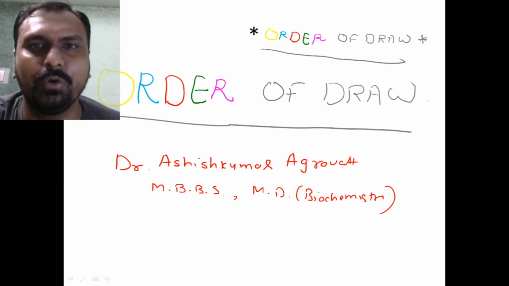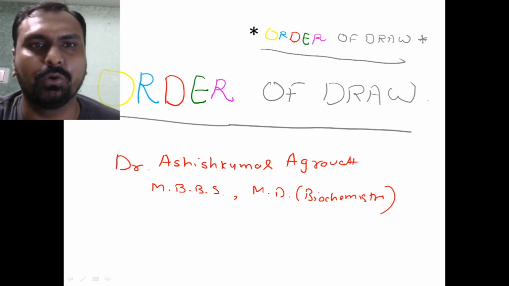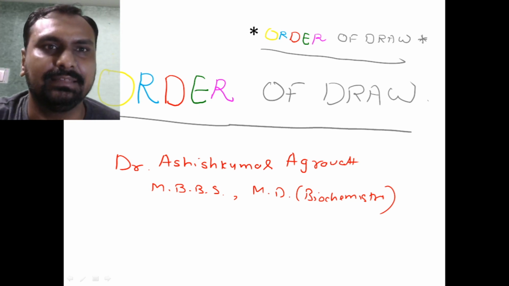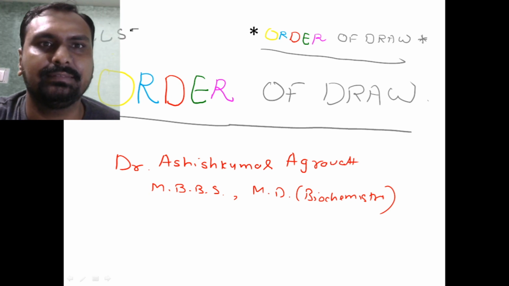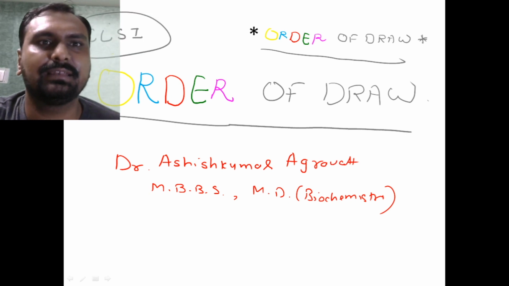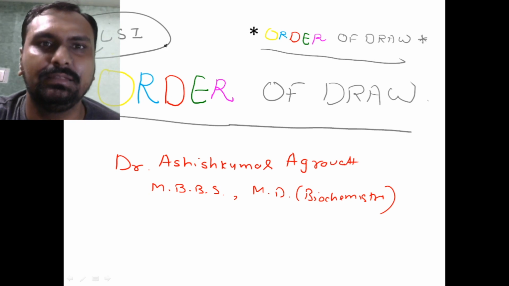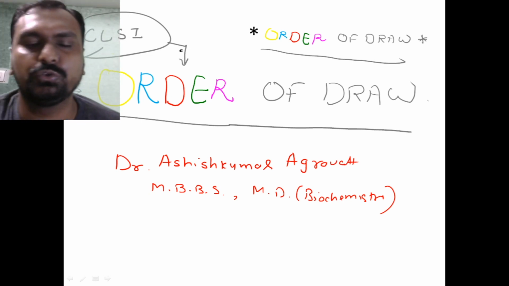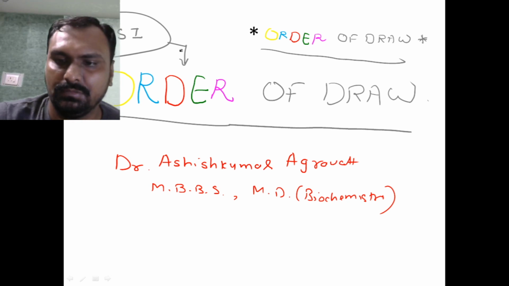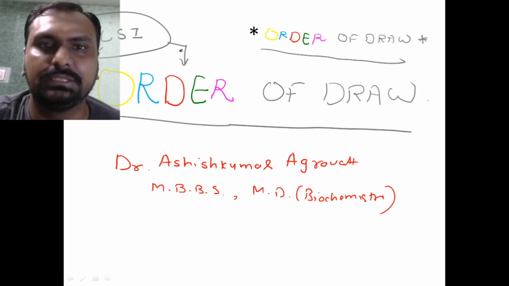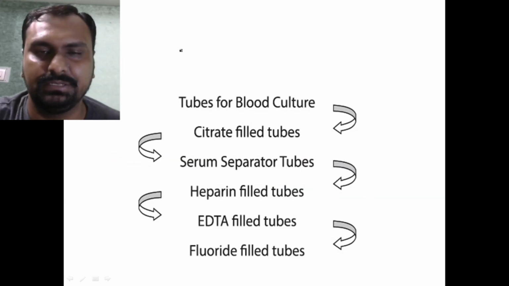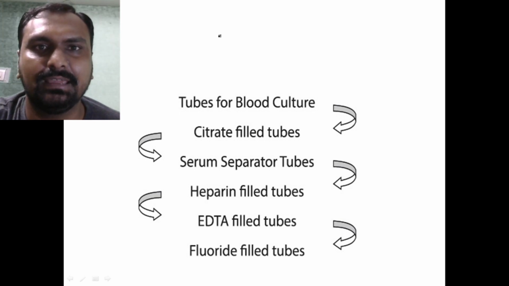In this video, I am going to talk about the order of draw as per the CLSI. CLSI is the Clinical and Laboratory Standards Institute. When we are collecting blood in the tubes, what should be the order in which we collect the blood for patient testing? This is a CLSI guideline.